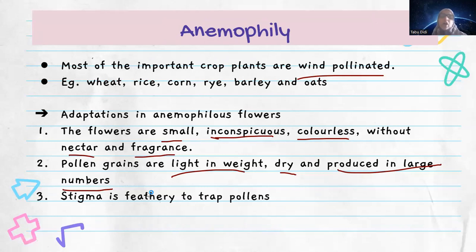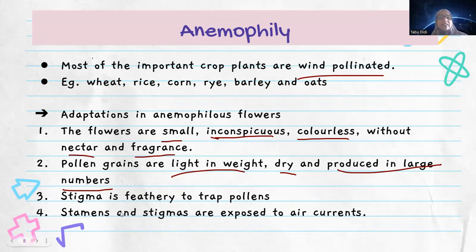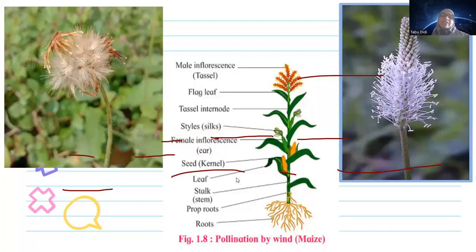Okay, so the flower has to produce more pollen grains, and the stigma onto which these pollen grains will stick will be feathery. So they will have some feather-like appearance to trap the pollen grains. Okay, and the stamens and the stigmas are exposed to the wind, to air currents, meaning wind. So that is how the pollination will take place.